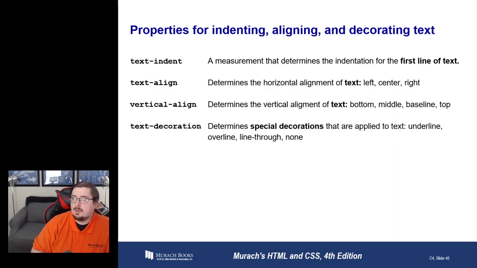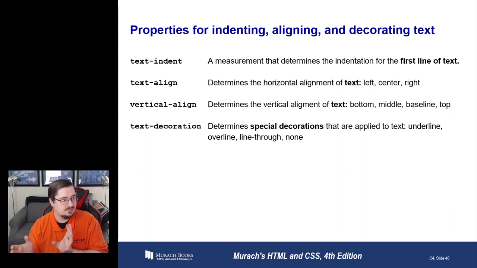Okay. Other properties that we can use, first off is text indentation. We provide a measurement that says how far we want the first line indented. So text indent does not indent the entire paragraph, it only indents that first line. Text alignment can change where the text is horizontally, either left, center, or right. Now, one thing to know is that this really only works with text.